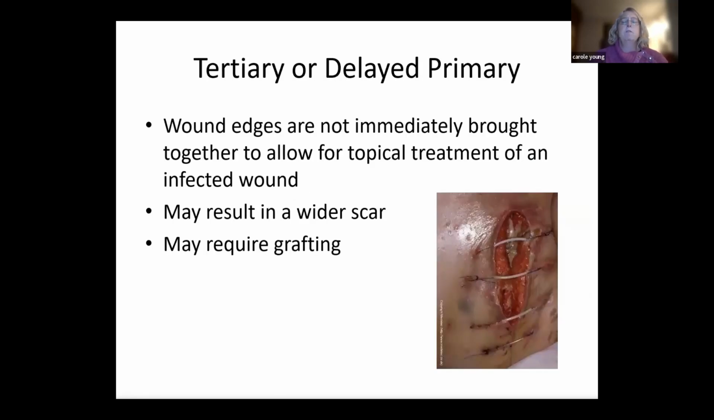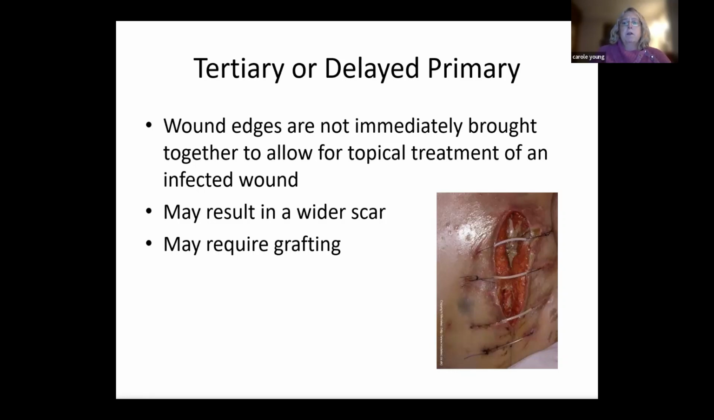And then additionally, we have delayed primary or tertiary healing. Now this is generally a primary closure wound that's not been able to close immediately. So it might be a surgical wound where there's been significant edema during a procedure and the edges can't come together and they'll need to be closed at a later stage. Or it might be that the wound has been contaminated or infected and that wound needs to drain or receive some topical treatment before it can be closed. These wounds tend to result in a wider scar and they might require grafting and sometimes multiple surgeries as well.